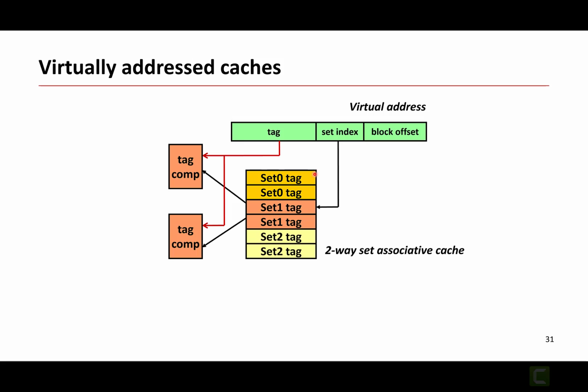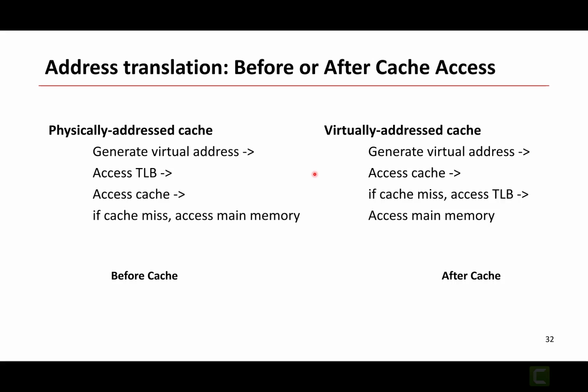Now maybe you have already observed this, but think about a question here. Would the tags be smaller or bigger for virtually addressed cache? Well, the answer is, for a virtually addressed cache, the tags will be bigger because the virtual addresses are going to be bigger than physical addresses. So it's the same data that we are storing, but we have the option to index it with the virtual or physical address, and they have some trade-offs.